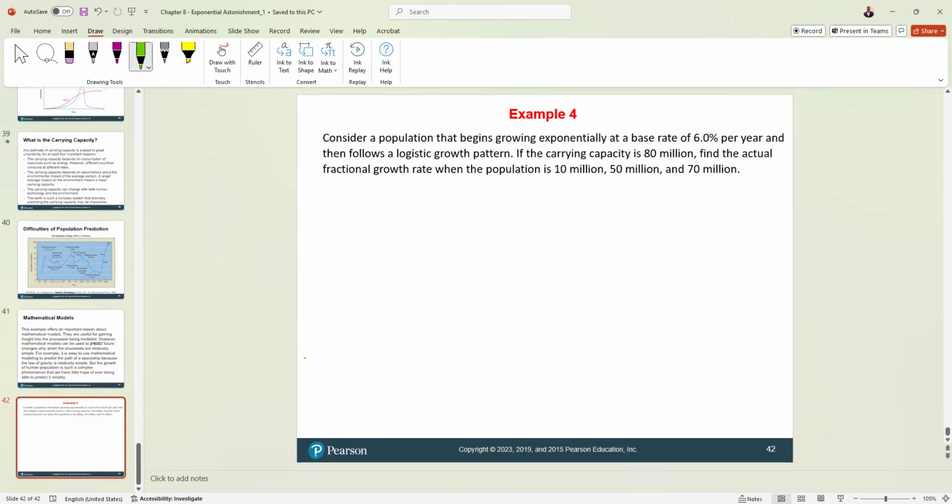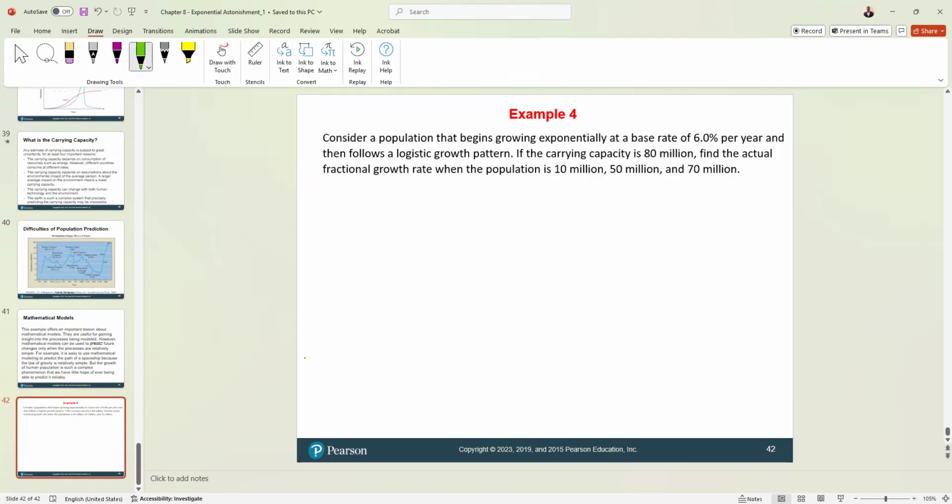And we're going to go over one more example to conclude. This is really similar to the previous examples, but consider a population that begins growing exponentially at the base rate of 6% per year and then follows a logistic growth pattern. We still have a carrying capacity of 80 million. So find the actual growth. It's exactly the same thing we did before with the previous examples.